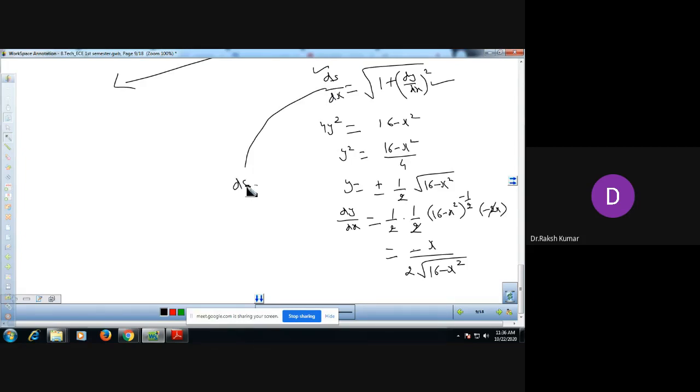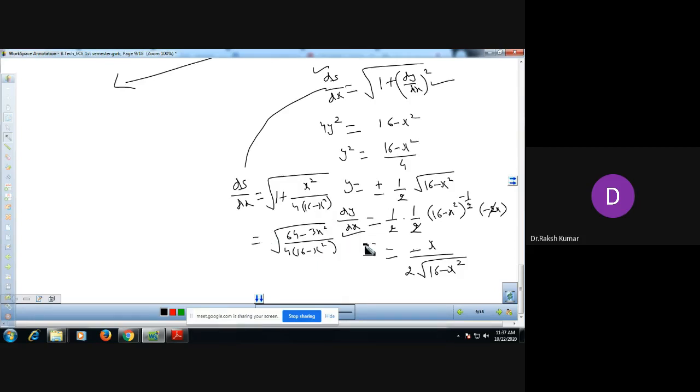Now you can substitute here. ds by dx is equal to under root 1 plus, substituting the value here, dy by dx square, which comes out to be x square over 4 into (16 minus x square). Now simplify it. It comes out to be 64 minus 4x square plus x square, that is 64 minus 3x square, over 4 into (16 minus x square). This value comes after sorting it out.